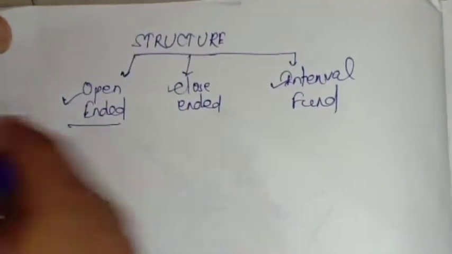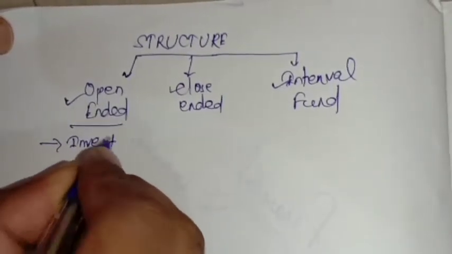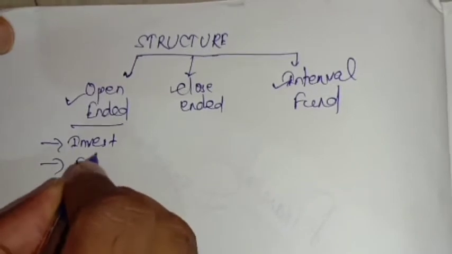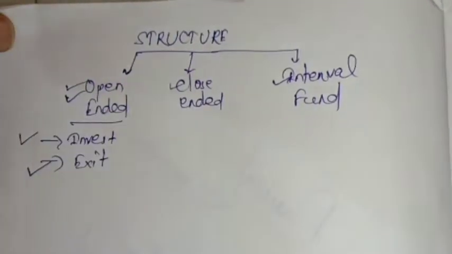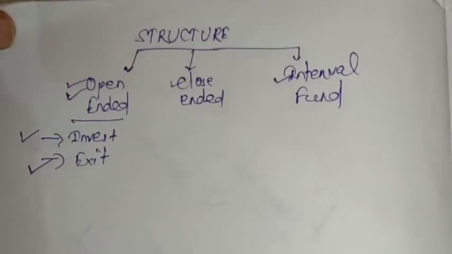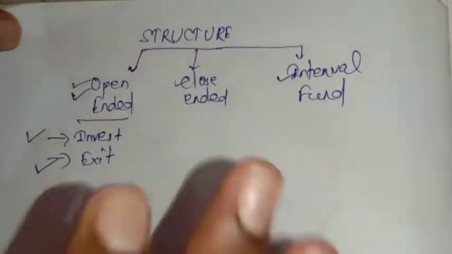What is open-ended? At any point of time you can invest in the mutual fund and you can exit. Exit means you can withdraw your fund or close your scheme also. That is open-ended. Are you getting that? I am just elaborating it very briefly. I am not going so much deeper into that topic because it will take a lot of time.